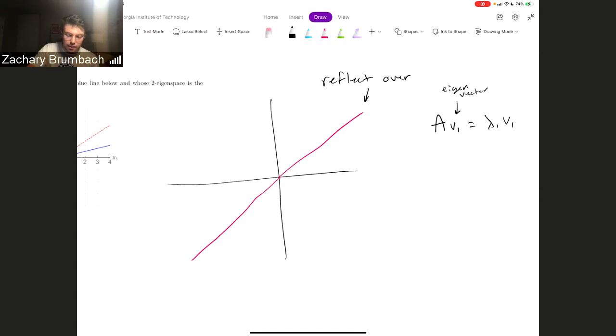So if we're reflecting over this line, there are 2 big sets of vectors that are only changed by a single scalar. Those are the vectors on the line, because they're changed by lambda equals 1, right? Nothing happens to them as you reflect. And those that are perpendicular to it become lambda equals -1, because you're exactly flipping them over. You can find these by picking any vector on either of those lines. That's what they are geometrically, is how you can think of them.